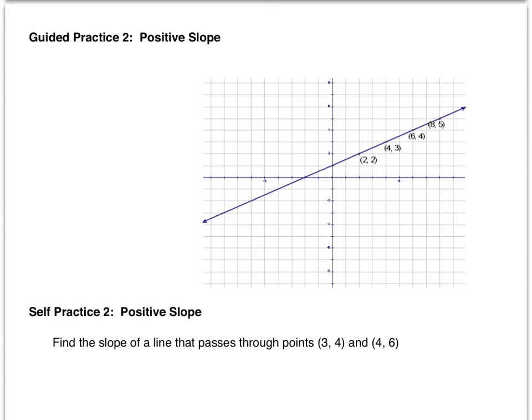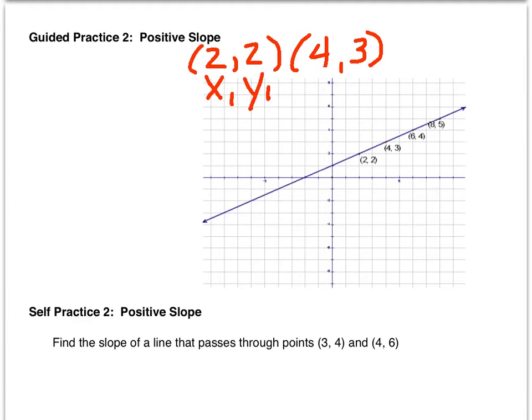Now let's look at one together. In guided practice 2, we'll use the slope formula to find the slope. On this particular graph, they give us 4 different points. We can choose any 2 of those points to use for the slope formula. I'm going to choose 2, 2, and 4, 3. I'm going to go ahead and name them x1, y1, x2, y2.